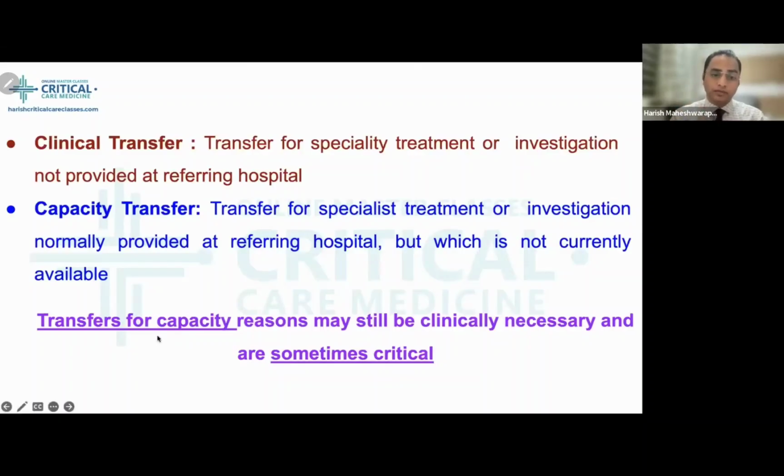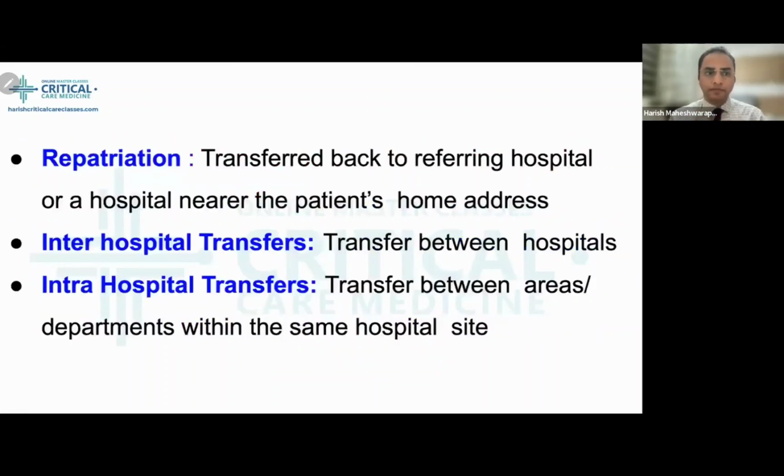Very, very important: transfers for capacity reasons may still be clinically necessary and are sometimes critical. So MRI is needed, it is not functioning currently, so we need to transfer the patient because it is clinically needed during that particular time.